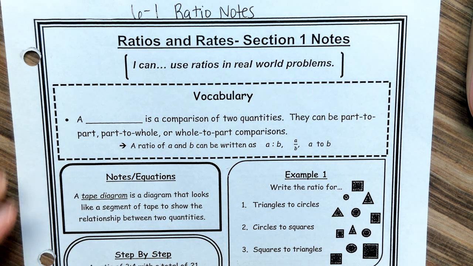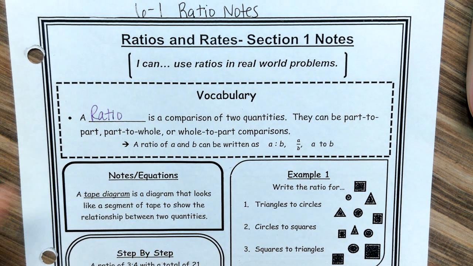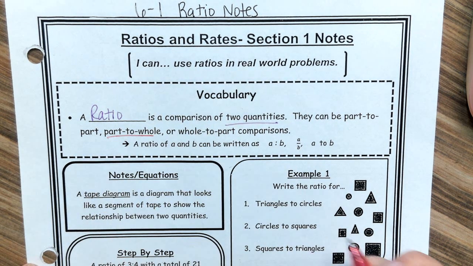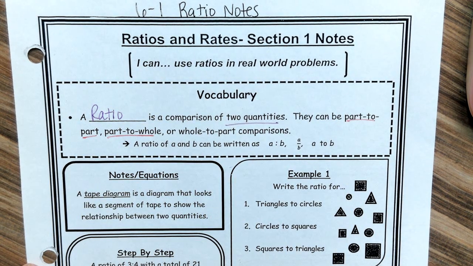So a ratio, write this down. A ratio is a comparison of two quantities. It will always be two. They can be part to part, part to whole, or whole to part. We are probably going to use this one the most and this one the second. I don't really think we ever really do whole to part.